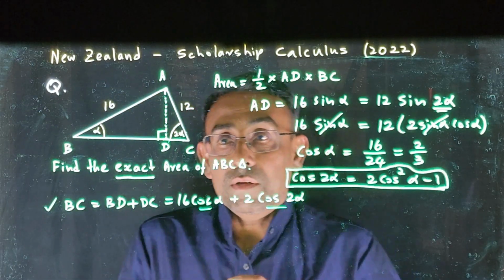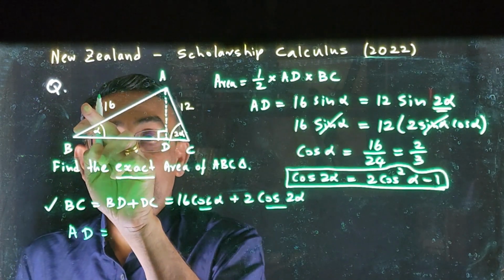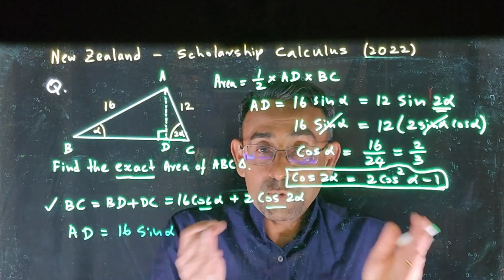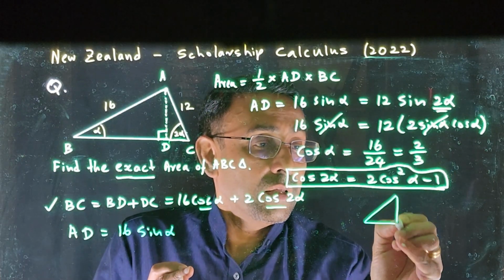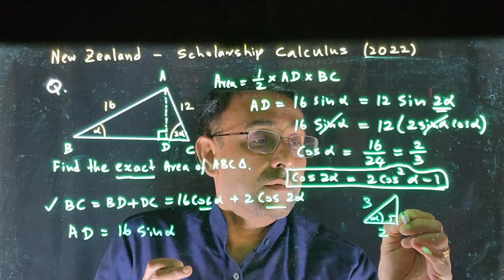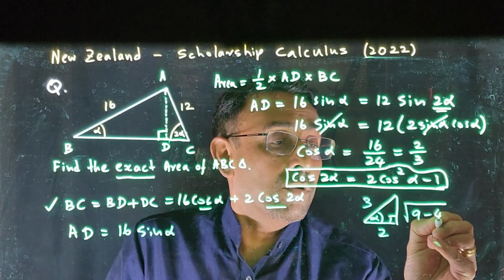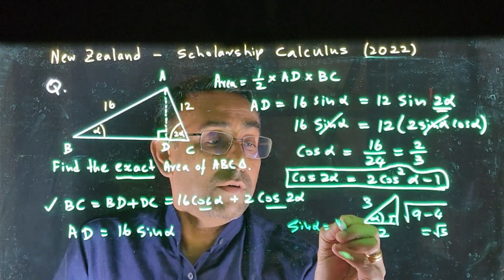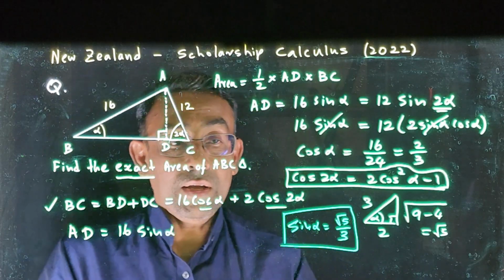Now we already found the value of AD. AD is 16 sine alpha. So what we need to do is find the value of sine alpha, which comes from cos alpha, which we know. Cos alpha is 2 divided by 3. Therefore this length is equal to, from the Pythagoras theorem, the square root of 9 minus 4, which is root 5. So sine alpha is equal to root 5 over 3. We can substitute sine alpha here.